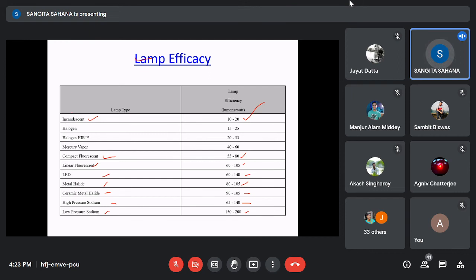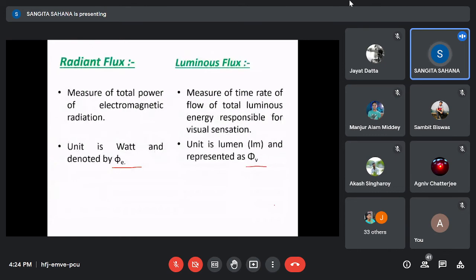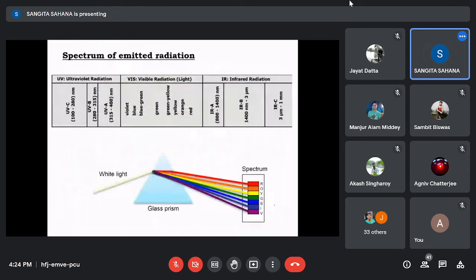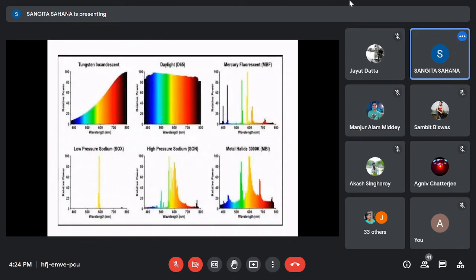Now I will show the SPD that you have seen earlier. From there, can you tell me why the lamp efficacy is highest for low pressure sodium vapor? Just remember, for incandescent it's minimum, 10 to 20. The rest are all in the middle. For low pressure sodium it's maximum, 150 to 200. Can you tell me from this SPD? Can you explain? Anyone? Why is it maximum for low pressure sodium vapor, 200 lumen per watt, and minimum for this one, with the rest in the middle? Can you explain?